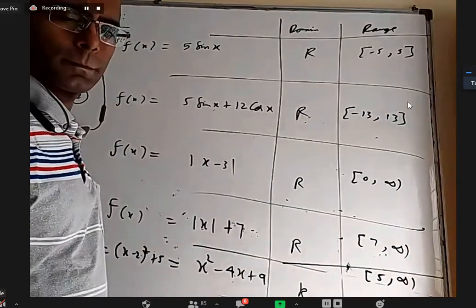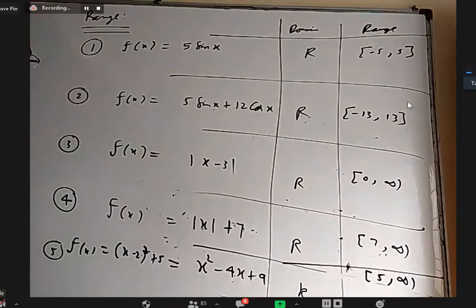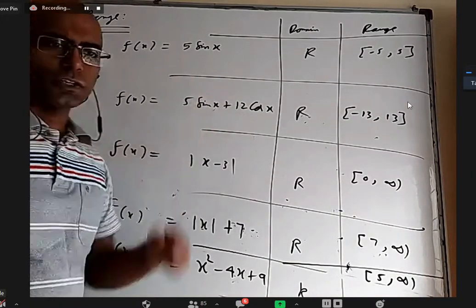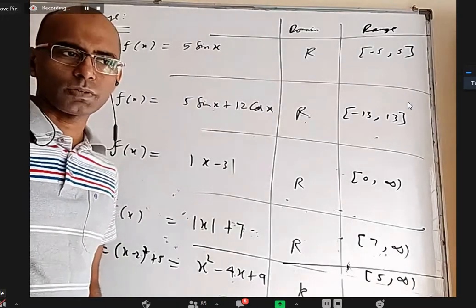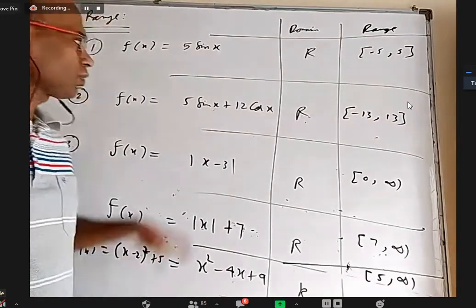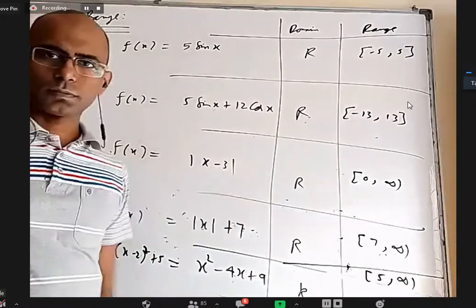Sir, will you explain the range of the second one, sir? Oh, for a sin x plus b cos x, in trigonometry we learned that the maximum value is root of a square plus b square, and the minimum value is minus root of a square plus b square. So root over 5 square plus 12 square. Yes, sir, got it.